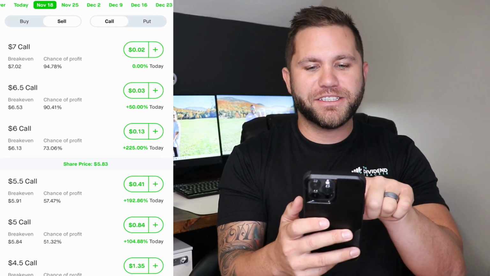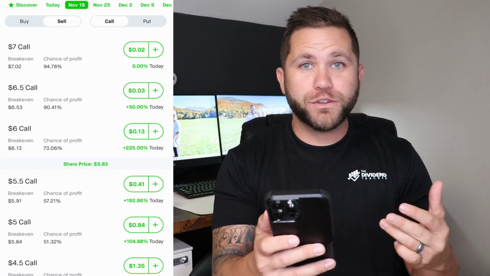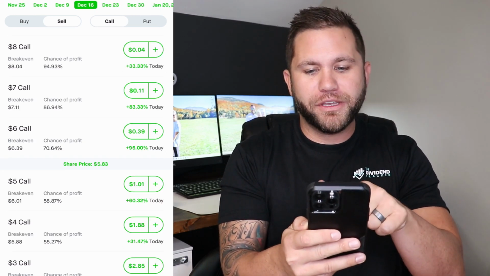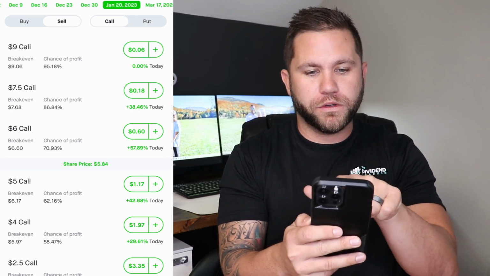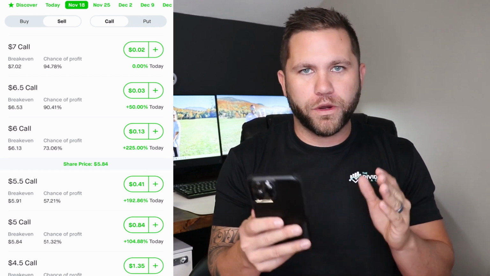So these dates up here at the top are known as the expiration dates. Those are whenever your options are set to expire. So the farther you go out, typically the more expensive the options get to be able to purchase or to sell, so your premium is higher. Now all of that may sound confusing, but don't worry, we'll get into it.